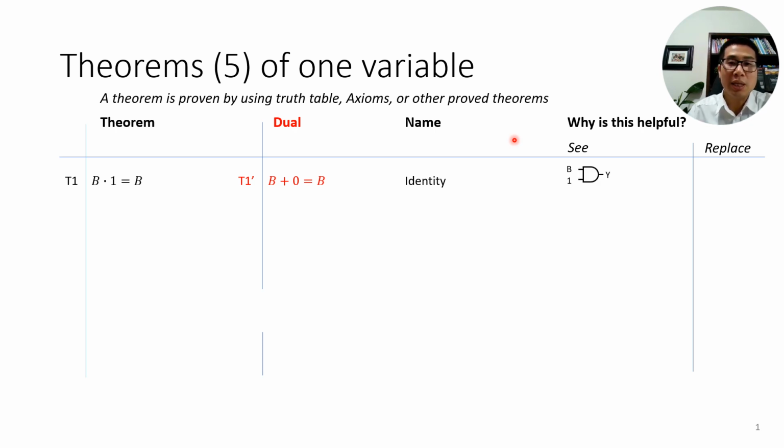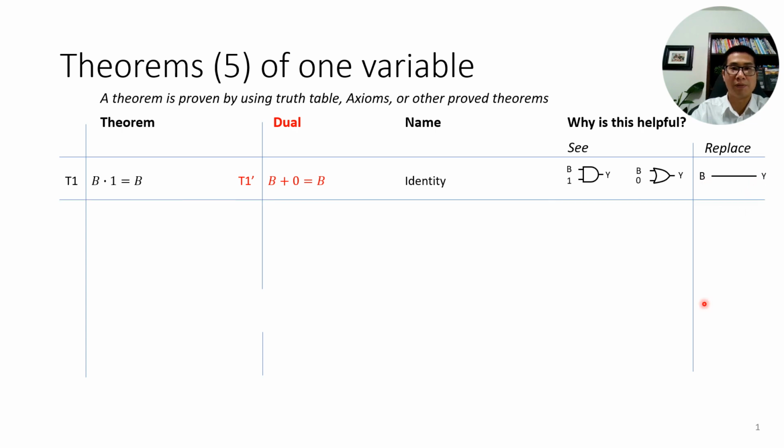And why is this one helpful? If you see a gate like this, which is the AND gate between B and 1, producing the output Y, or you see B OR with 0 producing Y, then we can simply replace the gates with the wire itself. It's just a wire. We do not need another gate. Y is B anyway. That is how it is helpful.